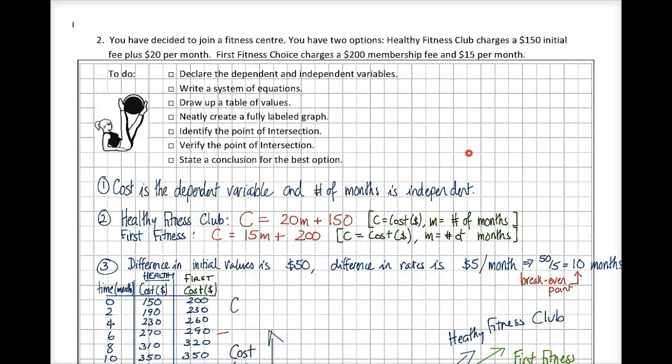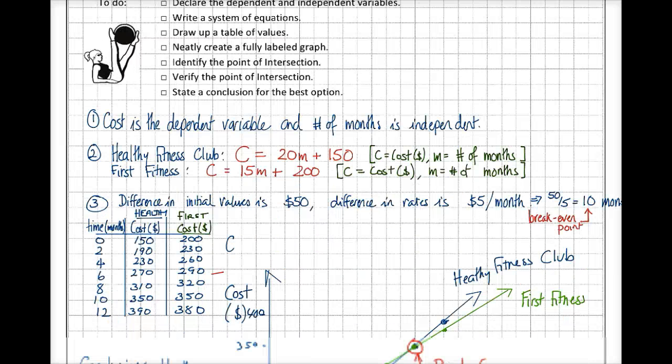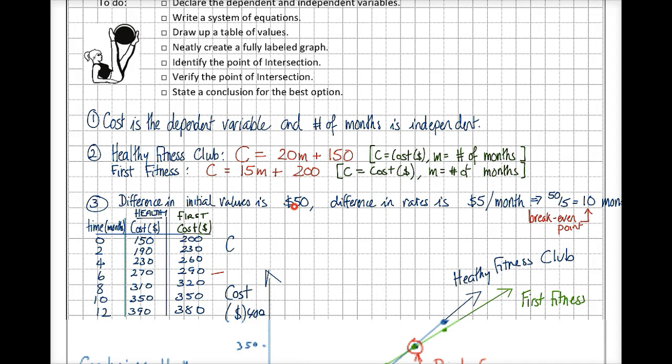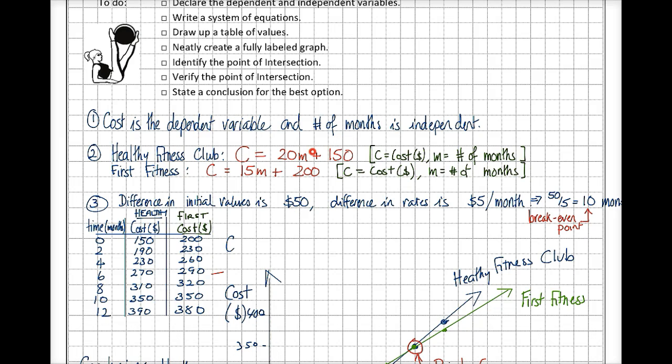Here's another way to think about it. I'm just going to shift this up a little bit here. If we look at the difference in the initial values, so how much different are the initial values? One is 150, the other one is 200. So the difference in the initial values is $50. And then we look at what is the difference in the rates of change. One is 20, one is 15. So the difference in the rates of change is $5 per month.